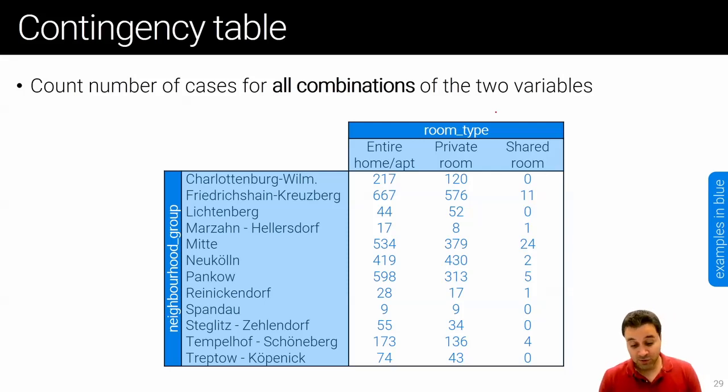So when we have two categorical variables and not just one, what we do all the time is count how many observations we have of each combination of the two variables. For example, let's imagine we are interested in the room type over here and the neighborhood group over here. Then the numbers are just how many listings we have in each combination of room type and neighborhood. For example, we see that in Mitte, we have 534 entire homes, 379 private rooms, and 24 shared rooms. Now, it's just, again, counting.